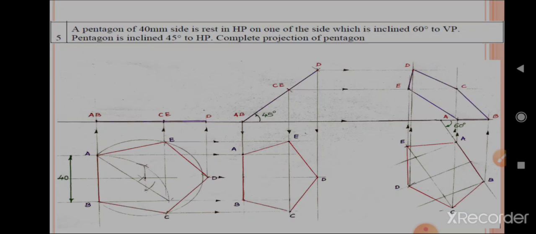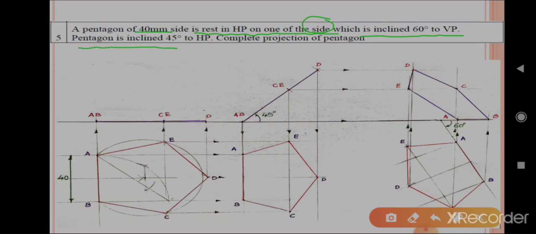The last problem: a pentagonal plane with 40 side rests on HP on one of its sides, which is inclined 60 degrees to VP, and the pentagonal plane is inclined 45 degrees to HP. Complete the position of the pentagon. So we can take the side AB again. First draw the line AB with 40 side, complete the projection, and with geometrical construction we can construct the pentagon.